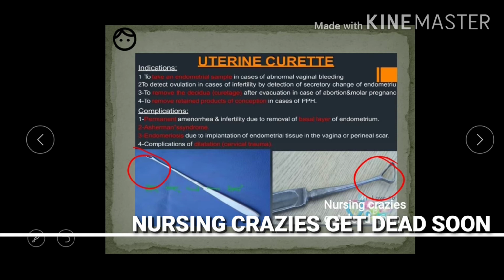Asherman syndrome. So what is Asherman syndrome? If many lesions, or if excessive scraping we are doing with the help of uterine curettage, there is anterior and posterior fusion of the layers of the uterus, then it will lead to Asherman syndrome, and that is also another cause of infertility. Then the third complication of excessive use of this instrument is endometriosis due to implantation of endometrial tissue in the vagina or perineal scar. Then the complication of dilatation or cervical trauma due to this instrument is also very common.